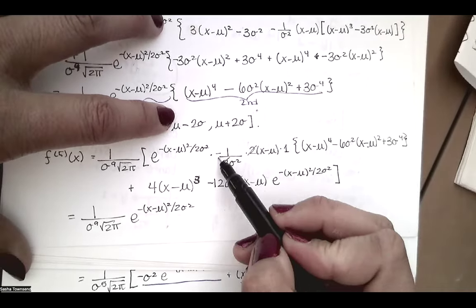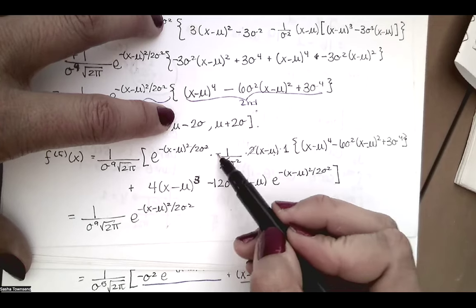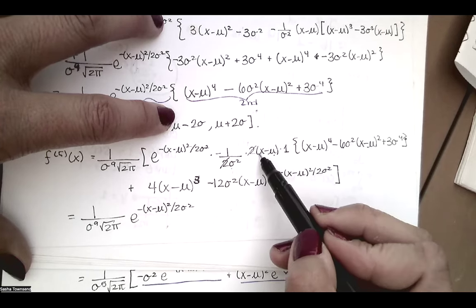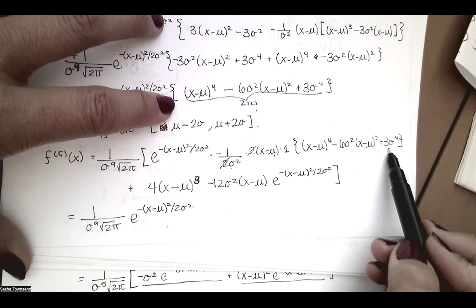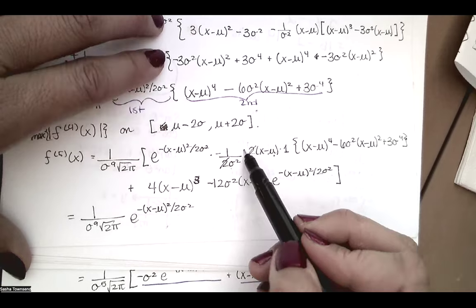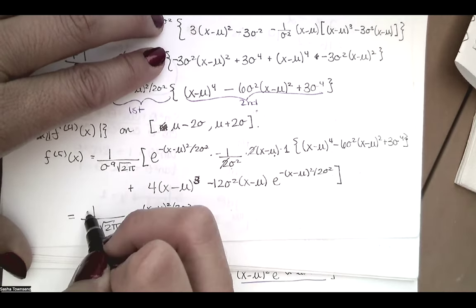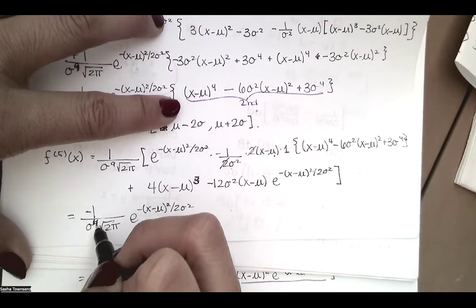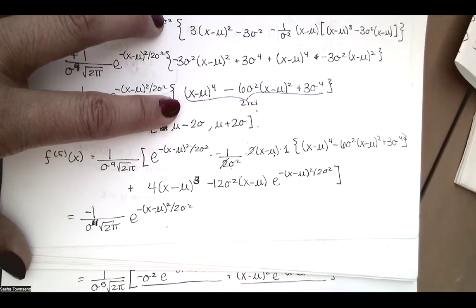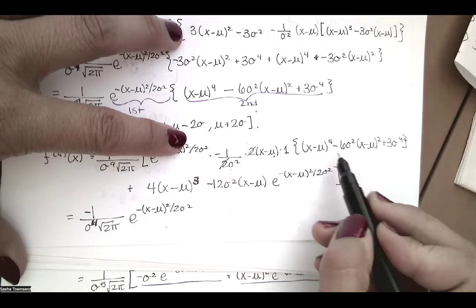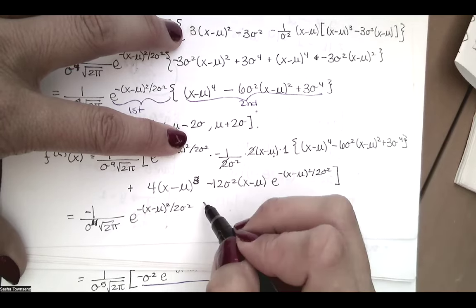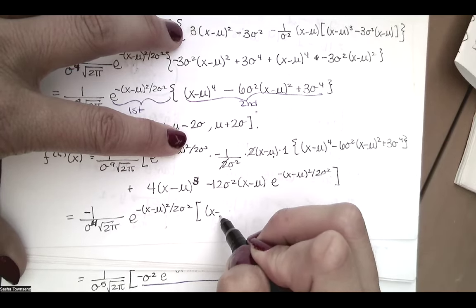And then I've got a negative 1 divided by sigma squared times x minus mu times all of this. And I want to get rid of that fraction. So I think I will multiply by negative sigma squared out here. So I'm going to have a negative 1 divided by sigma to the 11th. And then I end up with just multiplying this expression by x minus mu. So I end up with x minus mu to the 5th.